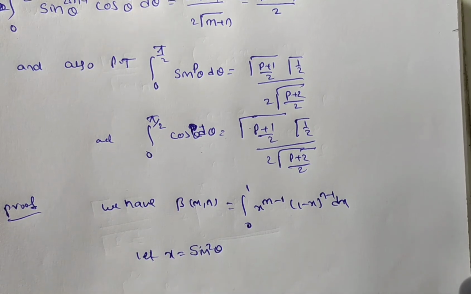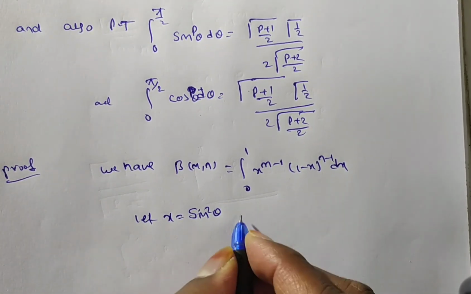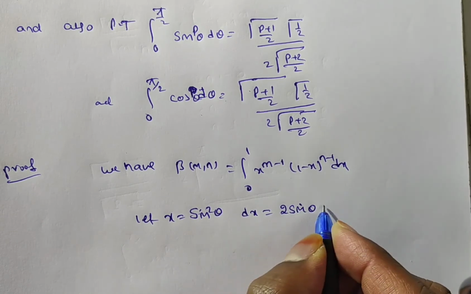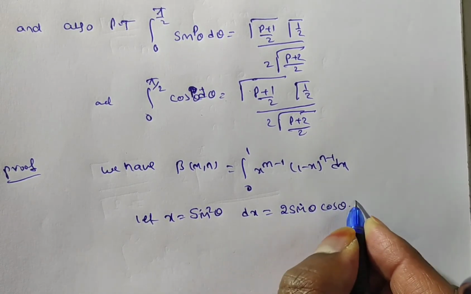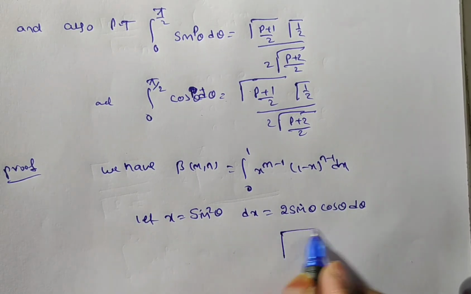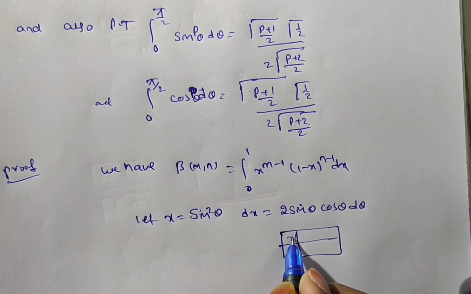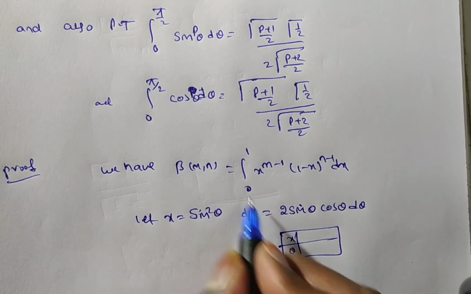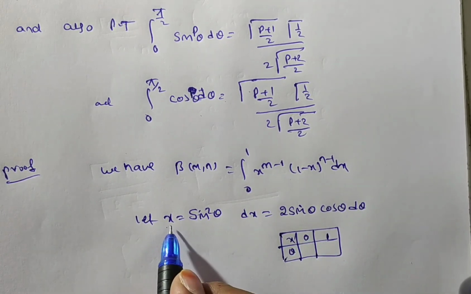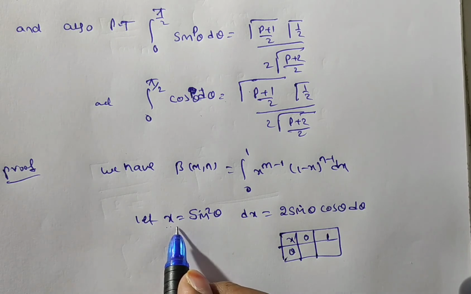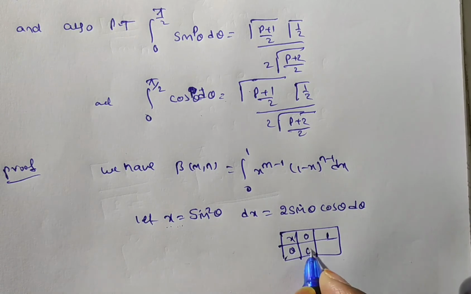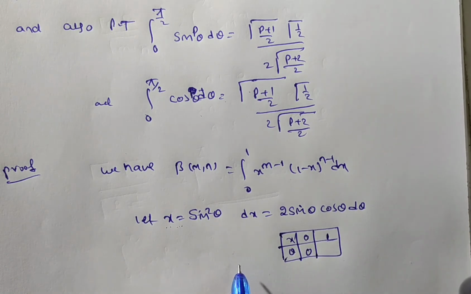X is equal to what? Sine square theta. Then you have dx is equal to 2 into sine theta, derivative is cos theta into d theta. Now limits also we have to change, from x limits to theta limits. What is the lower limit of x? 0. Upper limit of x is 1. Now if you put x is equal to 0, sine square theta is 0. When sine square is 0, sine is 0. When sine is 0, at 0 only. In the first quadrant only we are discussing.